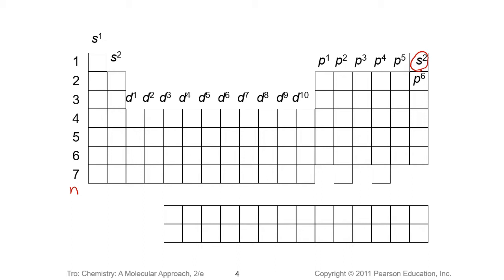The d orbitals are for our transition metals, and we can put 10 electrons into these d orbitals, and the f orbitals are located on the very bottom of the periodic table, 2 rows that sit below the periodic table.